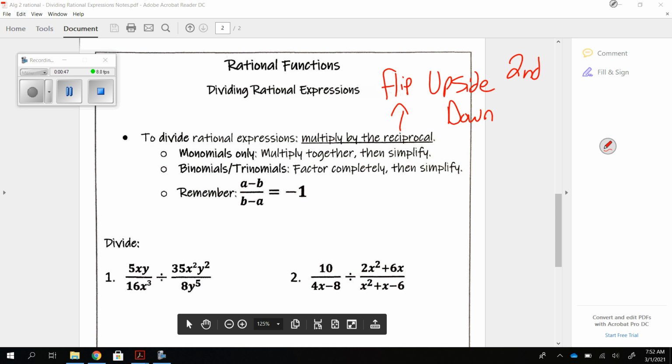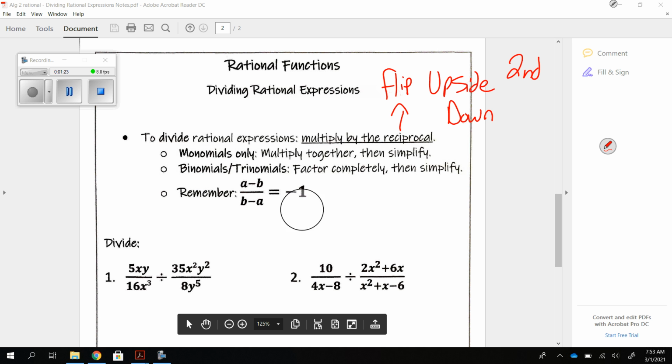Remember, we would have flipped the reciprocal. Okay, then we would multiply together, then simplify. And then it says binomials and trinomials, just like when we did multiplication and simplifying. Factor completely, factor whatever we can factor, and then simplify. Okay, and then remember, if it's ever a minus b over b minus a, where a and b are the same, that would just equal -1. That'd be the same as saying 7 minus 6 over 6 minus 7. That's obviously -1.